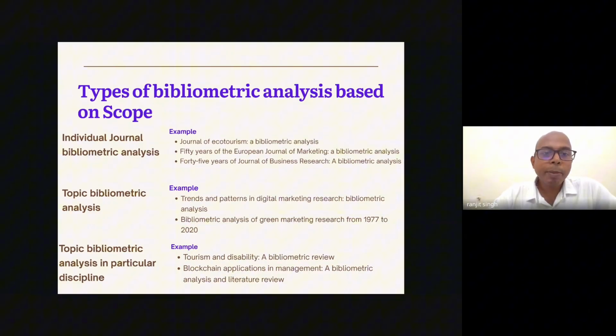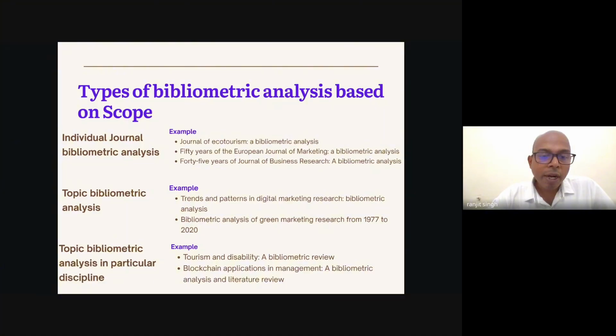In individual journal bibliometric analysis, we produce the analysis based on the articles published in a single relevant journal. You can see the example, like Journal of Ecotourism Bibliometric Analysis, 50 years of European journal. These are particularly based on a single journal. But why would a journal publish its own bibliometric analysis? That is the question you might have in your mind.